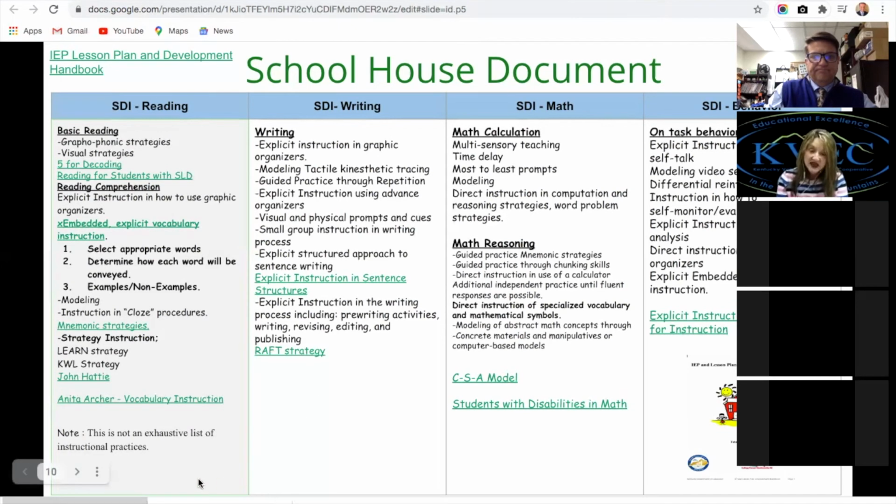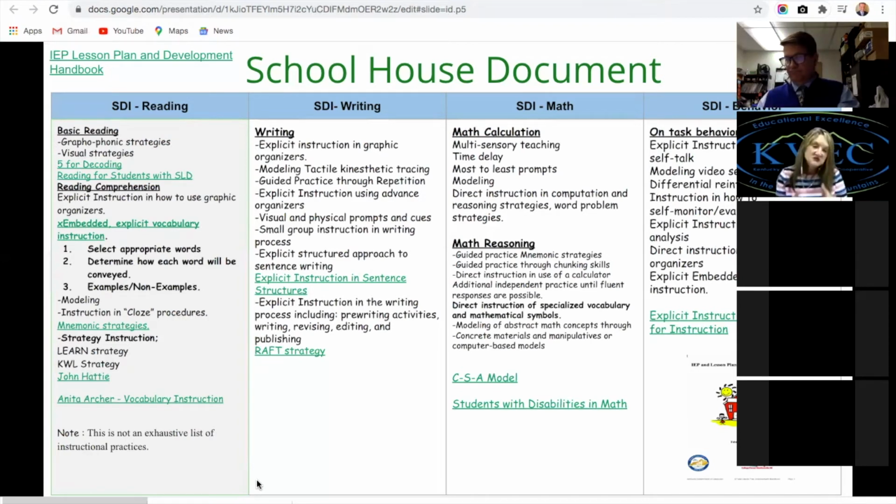Based on that, I knew what specially designed instruction to use. Do I need to use multisensory techniques? Do I have to give very specific, explicit instruction on how to use short vowel sounds versus long vowel sounds? It gives me, as the teacher, the information I need to best provide instruction for that student in order to meet the goal outlined in the IEP. So it guides us through a natural progression.